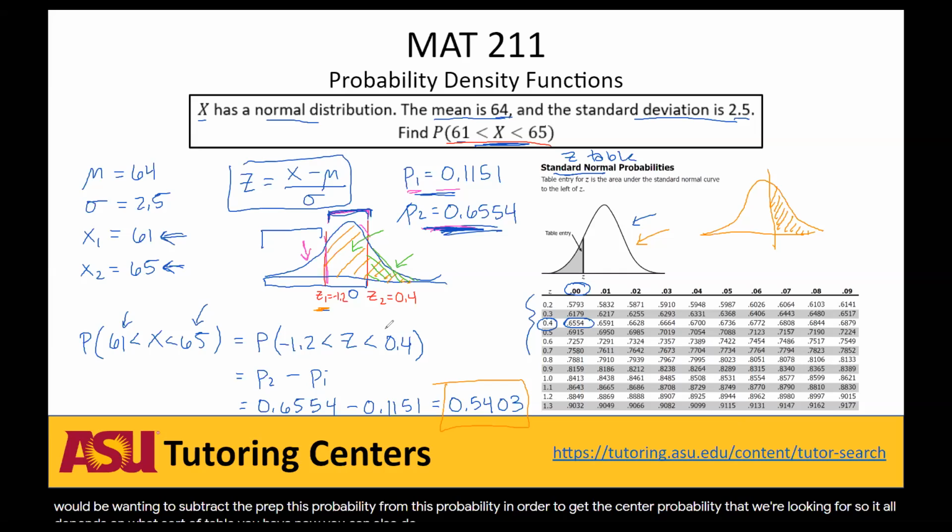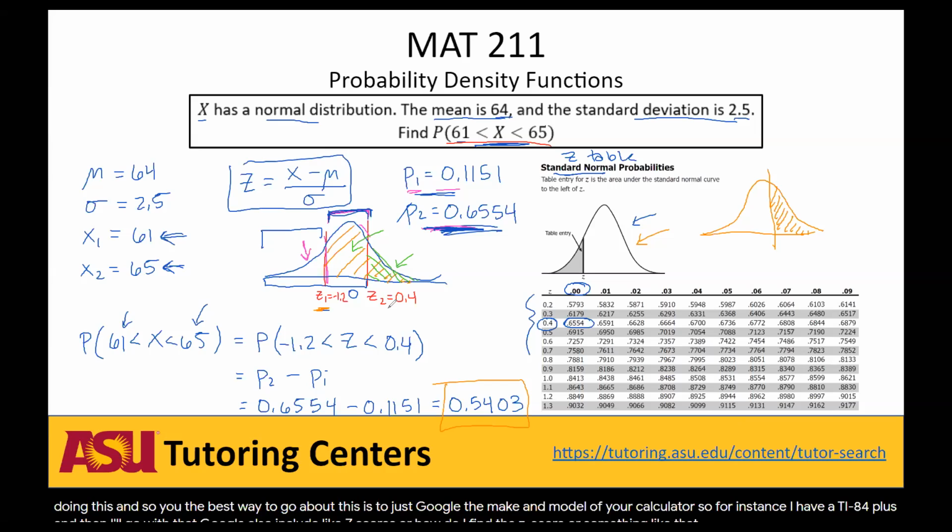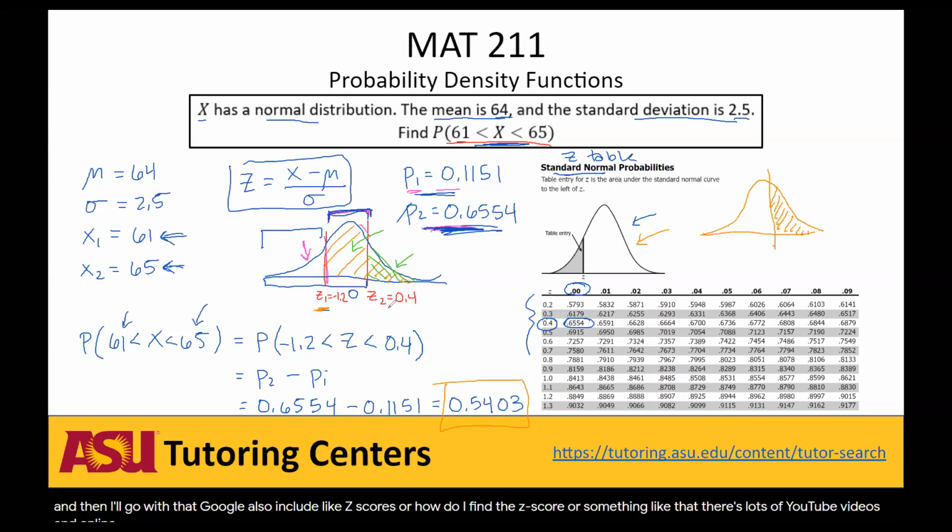Now you can also do this with calculators. However, different calculators have different methods for doing this. And so the best way to go about this is to just Google the make and model of your calculator. So for instance, I have a TI-84 Plus. And then with that, also include something like how do I find the Z-score. There's lots of YouTube videos and online instructions for every different type of calculator for how to do this. So just to finish up, this is our probability that we were looking for. And that's it, we're all done.